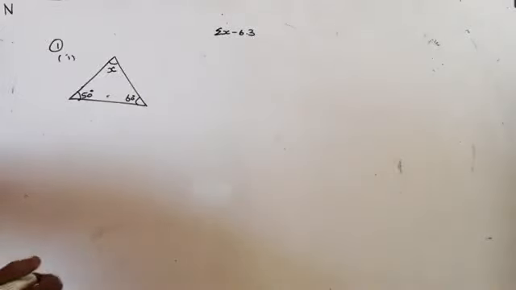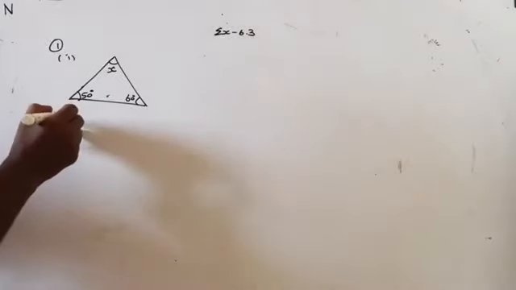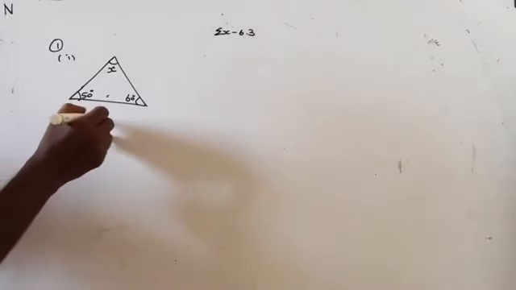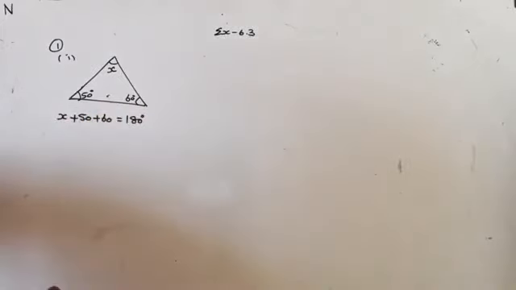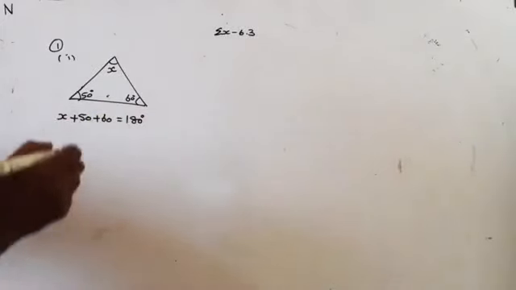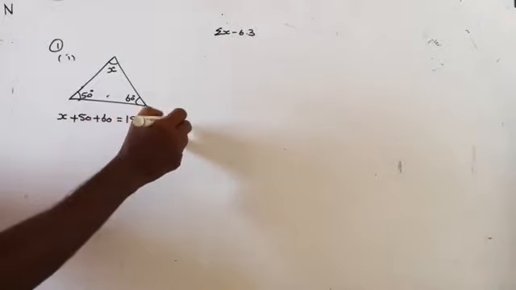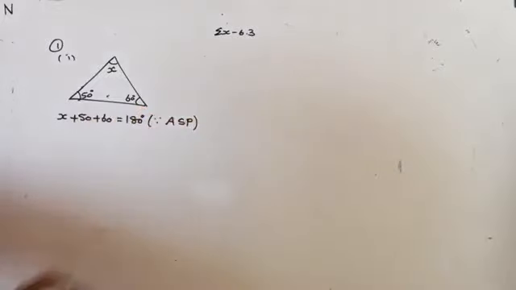Right. Now we know that the sum of all angles in a triangle is 180 degrees. x plus 50 plus 60 is equal to 180 degrees. Am I right, dear? Yes. What is the reason? Angle sum property of a triangle. ASP means angle sum property of a triangle.